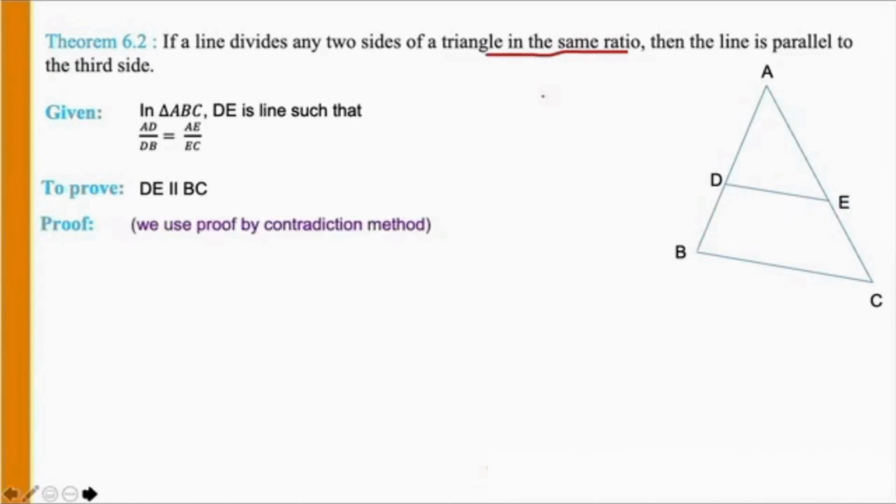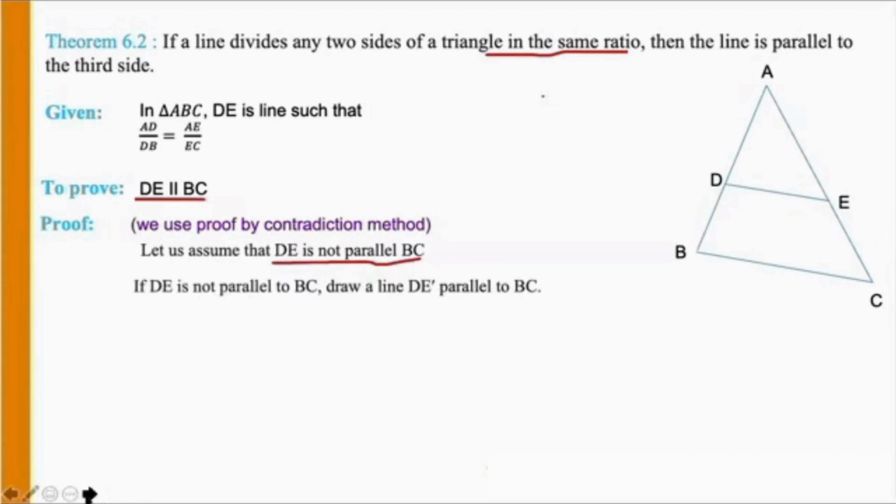Okay, so we are going to use proof by contradiction method, and you know we start by assuming the opposite of what we need to prove. So let's assume the opposite of this. Let us assume that DE is not parallel to BC. So if DE is not parallel to BC, can we have another line which is parallel to BC? Then yes, we can. So if DE is not parallel to BC, draw a line DE dash. So let's draw a line DE dash which is parallel to BC. So this new line DE dash is parallel to BC here.